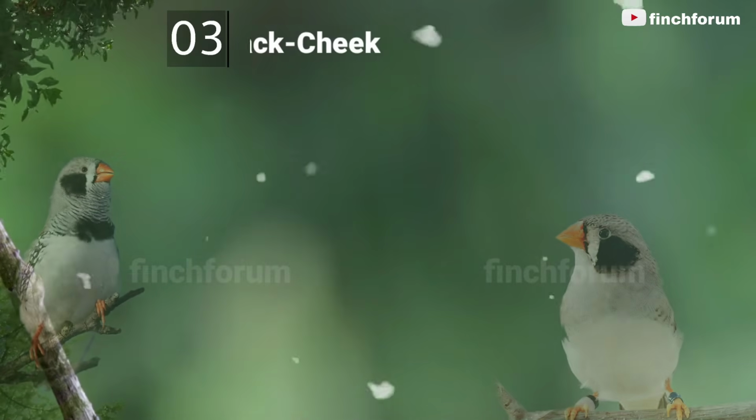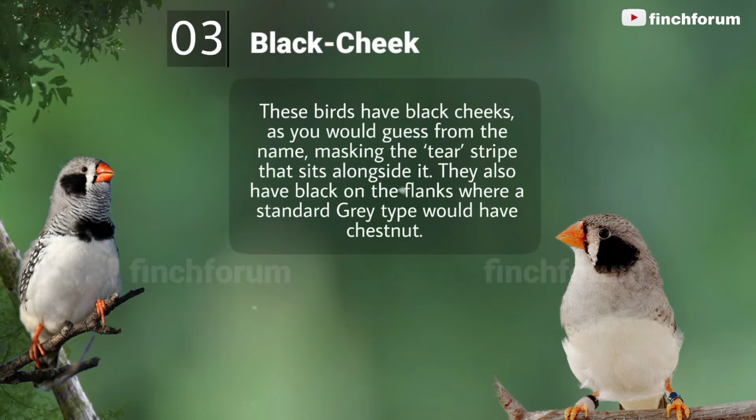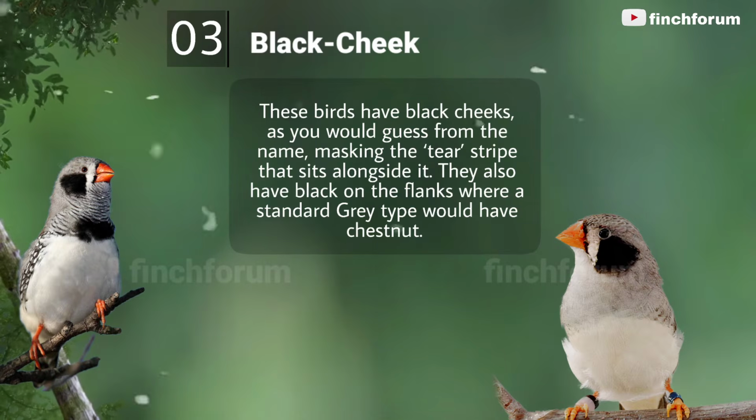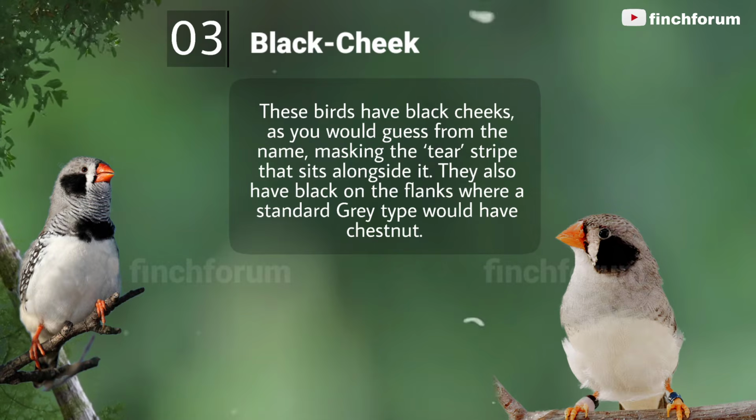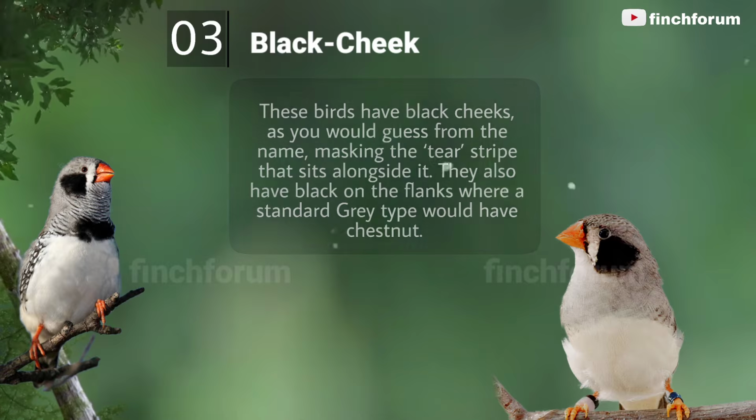Number 3. Black cheek. These birds have black cheeks, as you would guess from the name, masking the tear stripe that sits alongside it. They also have black on the flanks, where a standard gray type would have chestnut.